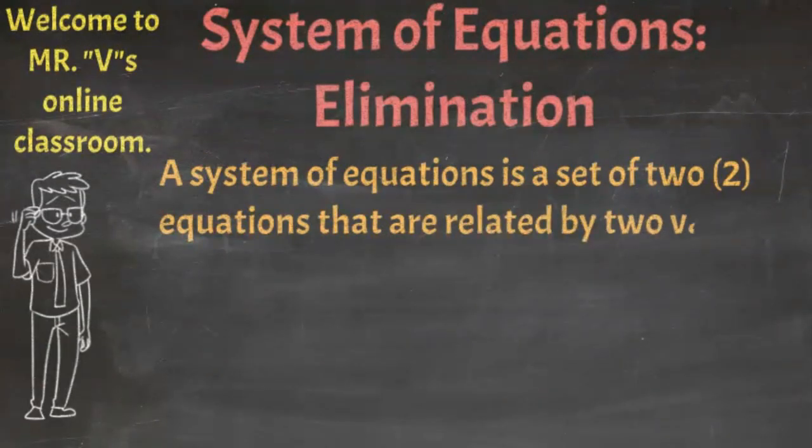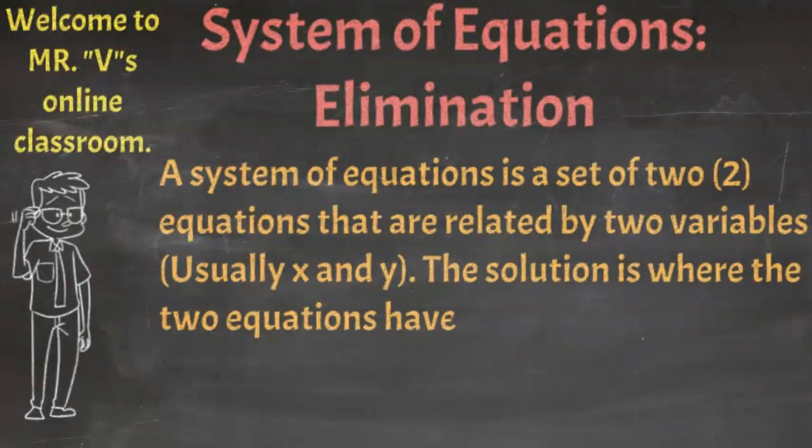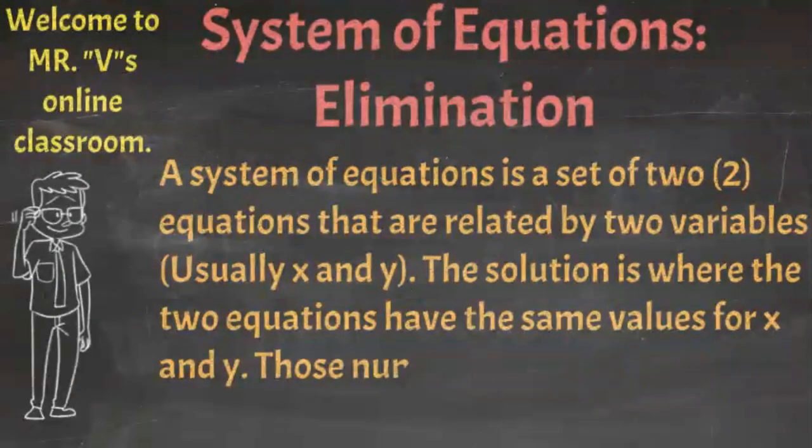A system of equations is a set of two equations that are related by two variables, usually x and y. The solution is where the two equations have the same answers for x and y, and they make both of the equations true.